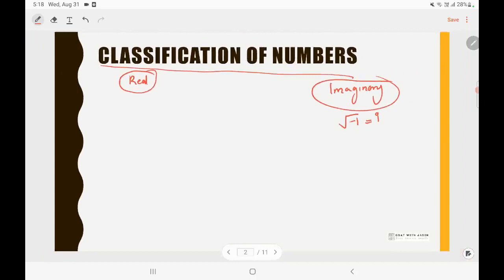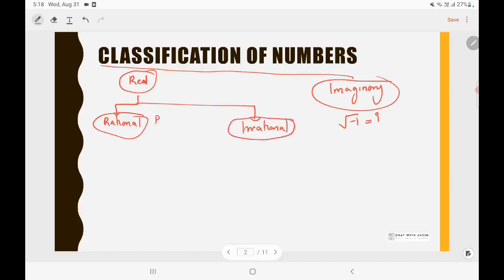So you need to focus more on the real numbers, because UPSC hasn't asked anything about imaginary numbers so far, so you have to concentrate more on the real numbers. Real numbers are classified into rational numbers as well as irrational numbers. Rational numbers are those numbers which you can write in the form of p by q, or in the form of a fraction. Irrational numbers are those numbers which you cannot write in the form of a fraction. Examples for irrational numbers are root 2, root 3, pi.